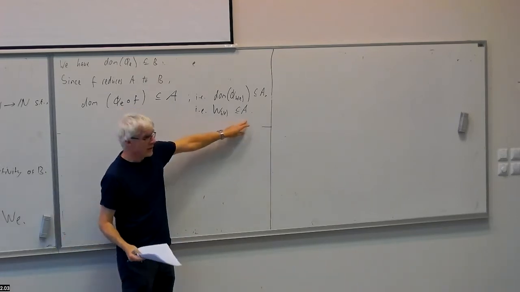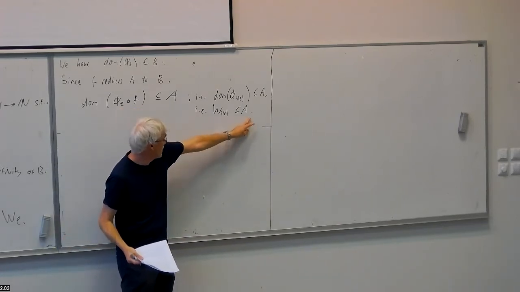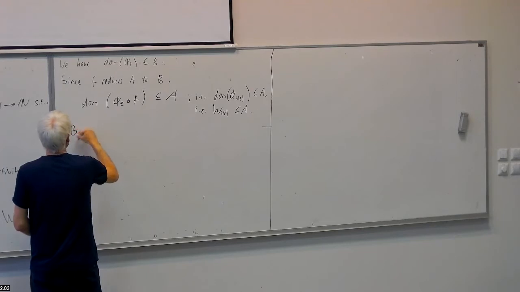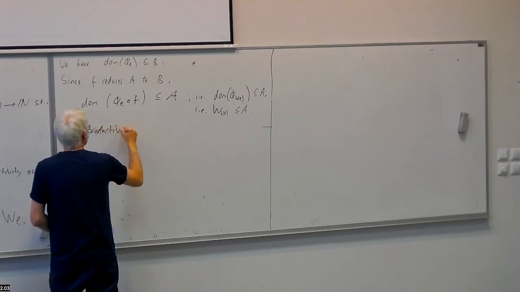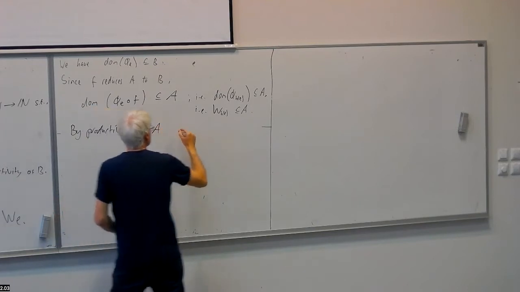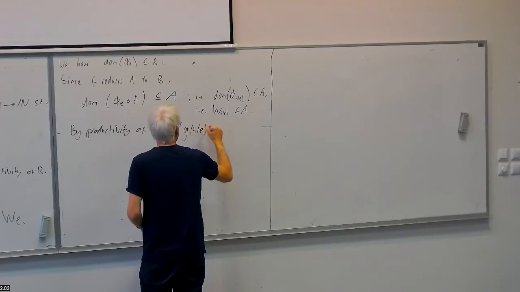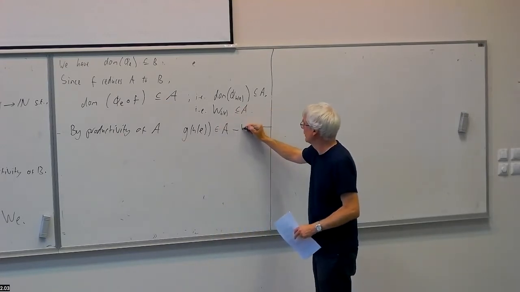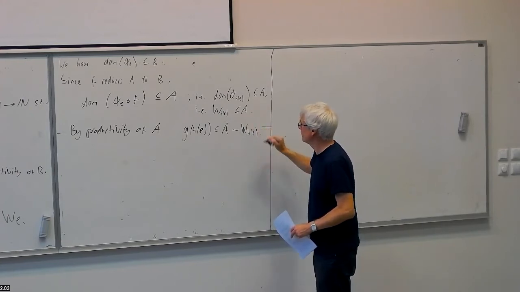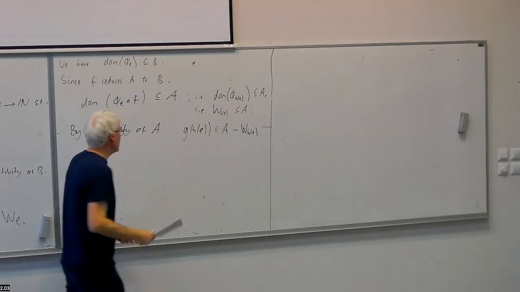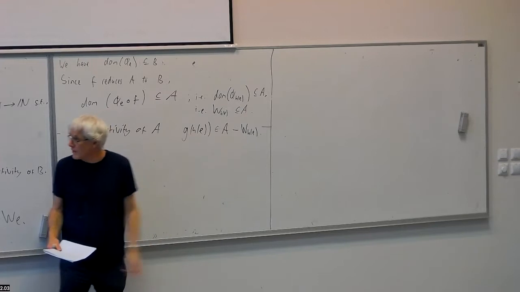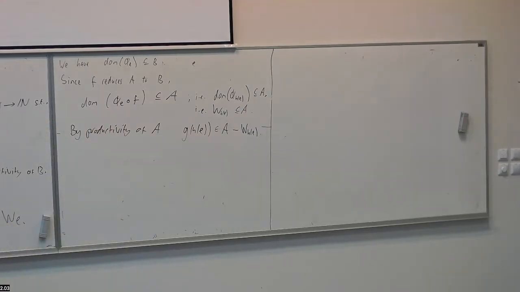So find the productivity of A. We've got a computably enumerable approximation to A. Find the productivity of A if we apply G to H of E. G of H of E belongs to A, but is outside that computable approximation that we had. Okay, so G of H of E belongs to A. So again, by the definition of the reduction, F of G of H of E belongs to B.